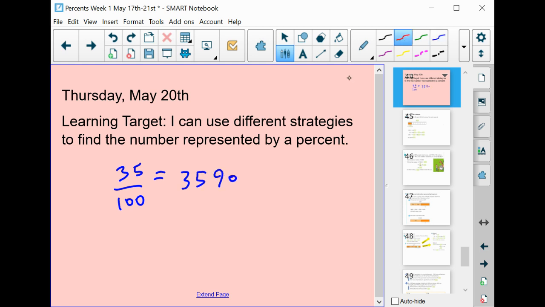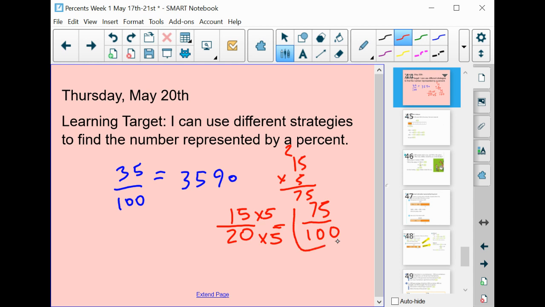And yesterday, I also asked you to work on problems like this, where you had a fraction that represented something in the real world, and you were supposed to use the equivalent fraction strategy to turn that into a fraction with a denominator of 100. And then write that as a percent, 75%.